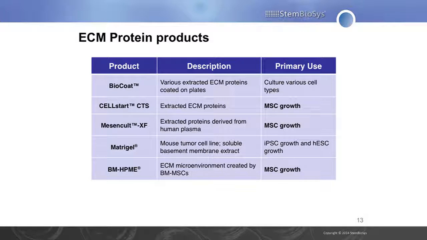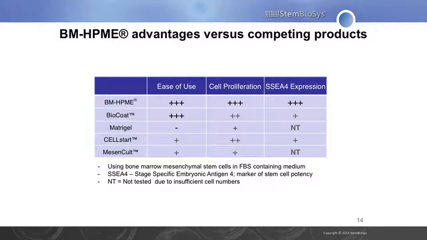These are all soluble extracellular matrix proteins. So the protein has been extracted and purified so that they can pull out certain one-off extracellular matrix proteins. As compared to our bone marrow high-performance microenvironment, which we mentioned, there's well over 100 different proteins. We think, obviously, this is a much different substrate and much more natural than the others that are currently available.